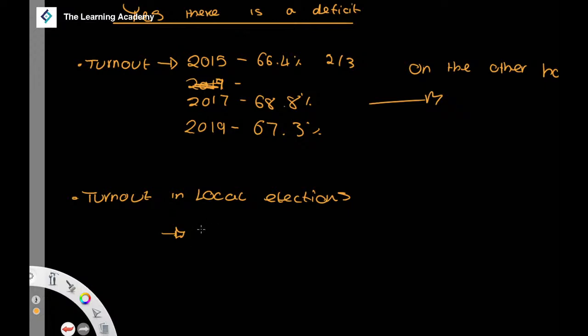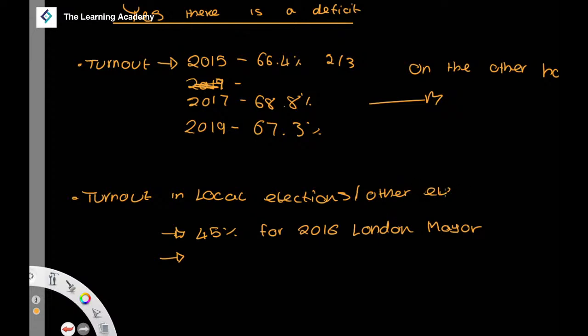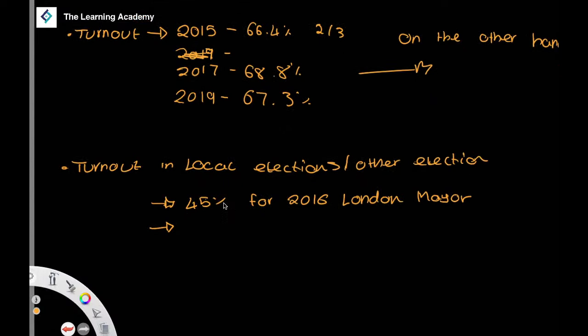So let's add this information here. 45% for 2016, London mayor. I'm going to also put other elections, because we're going to talk about other elections as well. And it goes as low as 38% back in 2012, which is significant.